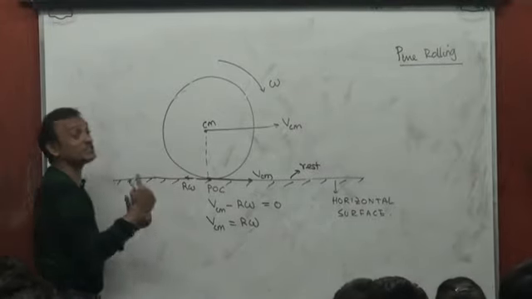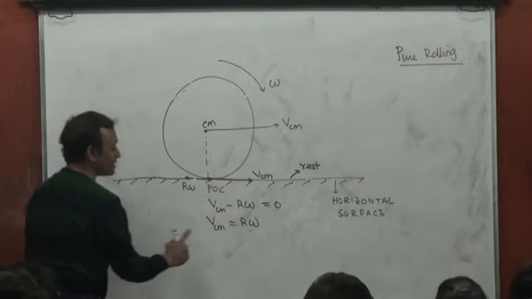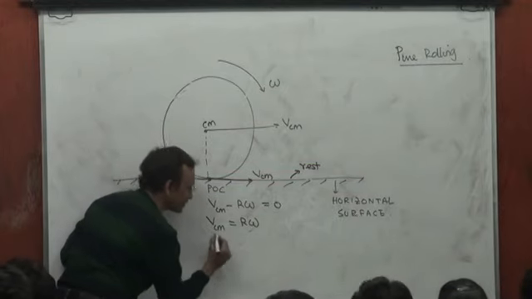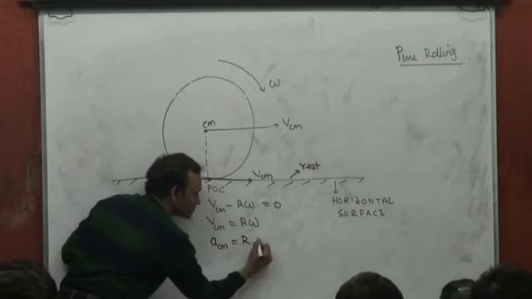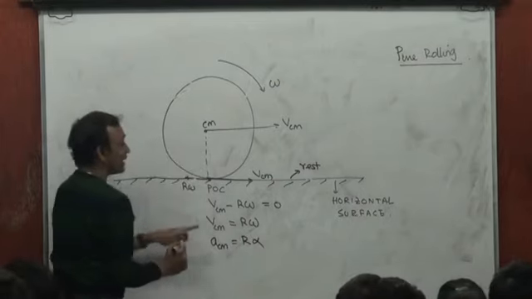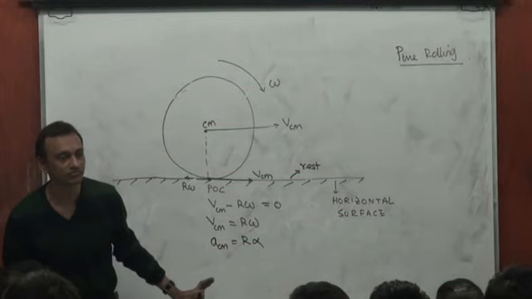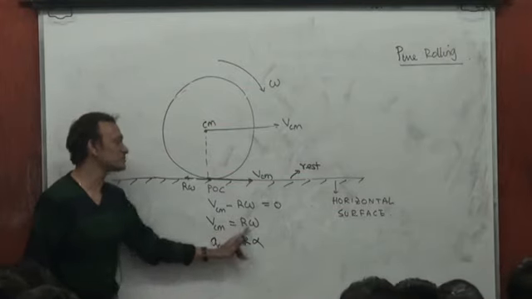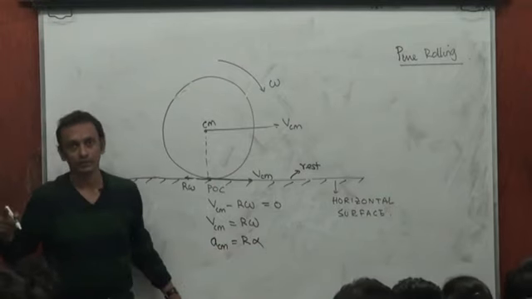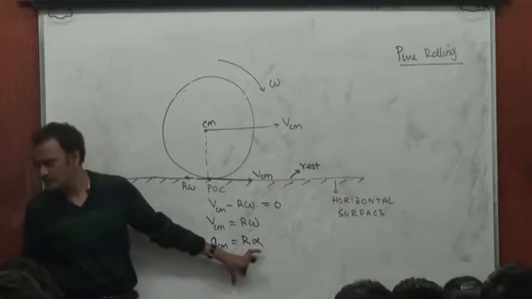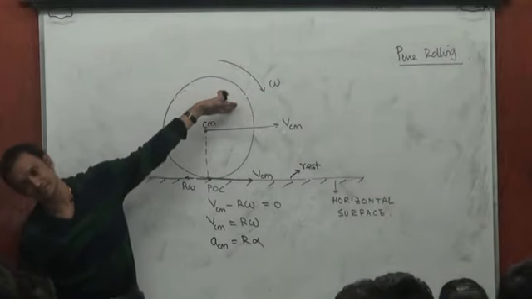Now, if VCM changes, there must be an acceleration of the center of mass. So if I differentiate both sides with respect to time, if I differentiate VCM, what do I get? ACM equals r times the derivative of omega, which is alpha, where alpha is the angular acceleration of the rigid body and ACM is the acceleration of the center of mass. Got it? So VCM must be r omega and ACM must be r alpha for pure rolling. Right? And if ACM is 0, then alpha must be 0. That means if VCM is preserved, omega must also be preserved for pure rolling.